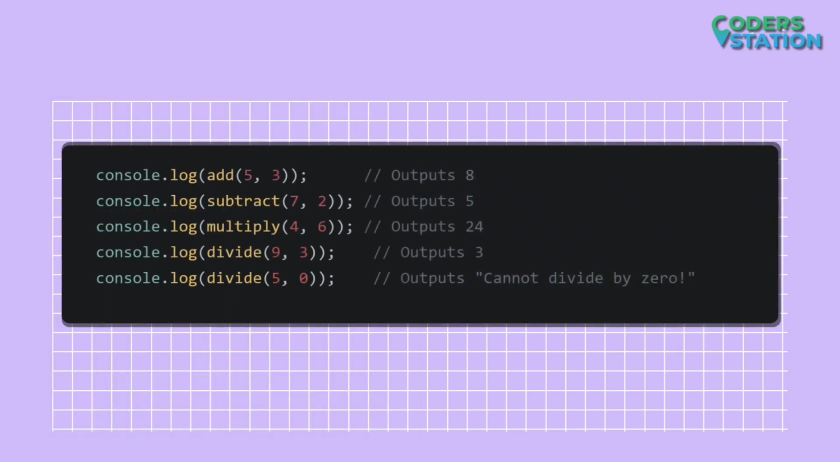Now here console.log(add(5, 3)). The output will be 8. console.log(subtract(7, 2)). The output after subtraction will be 5. console.log(multiply(4, 6)). The output will be 24. console.log(divide(9, 3)). The output will be 3. console.log(divide(5, 0)). The output: cannot divide by 0.